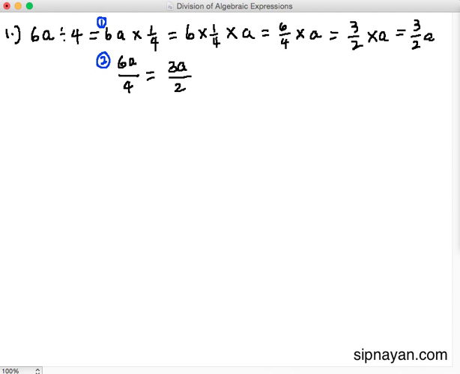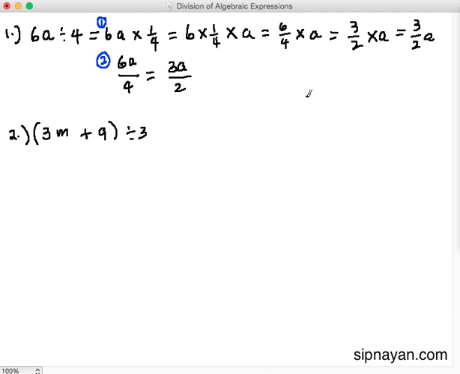Next, we have number 2, we have 3m plus 9 divided by 3. So, yung buong expression na ito ay i-divide natin by 3. And again, yung division by 3 can be thought of as multiplication by the reciprocal of 3. At ang reciprocal ng 3 ay 1/3, no?